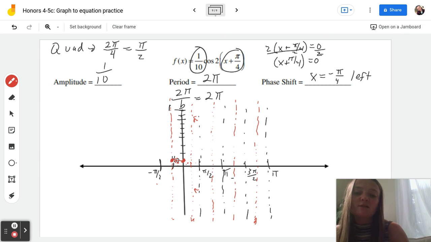Okay, so cosine is going to start up here at a max at 1/10. It's going to go down to the next quadrant line, the red quadrant line, at the midline. Then cosine is going to go down to a minimum of negative a 10th, which is going to be right here at the next quadrant line. And then it's going to come back up to a midline, and then it's going to go back up to a max of a 10th here. And so our graph is going to look something like this. It's the cosine function but it is super duper flat looking like this.